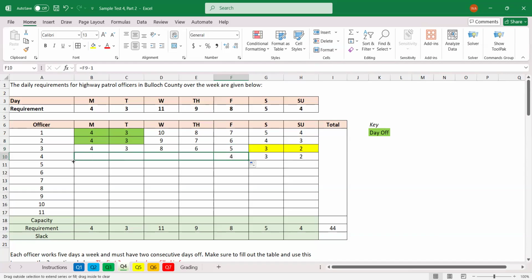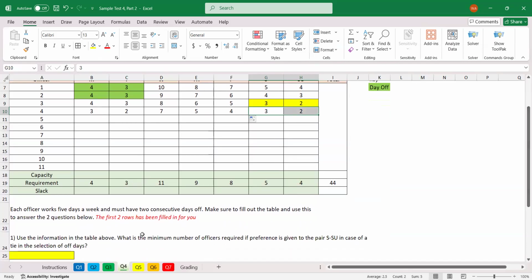All right, we move on to officer number 4. And here the lowest combination is actually a tie. There's either 3-2 here or 3-2 here. Now make sure to check the question to say whether or not the Saturday and Sunday rule applies, where if there's a tie, you should have them have their weekend off. I don't see that written here, but it might be there on the module test.